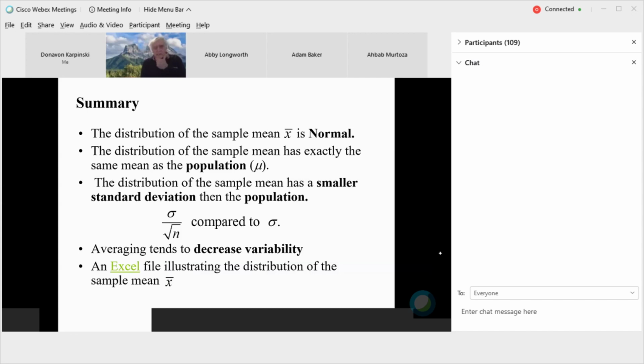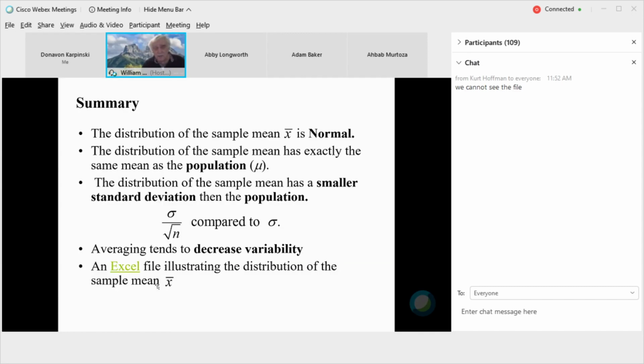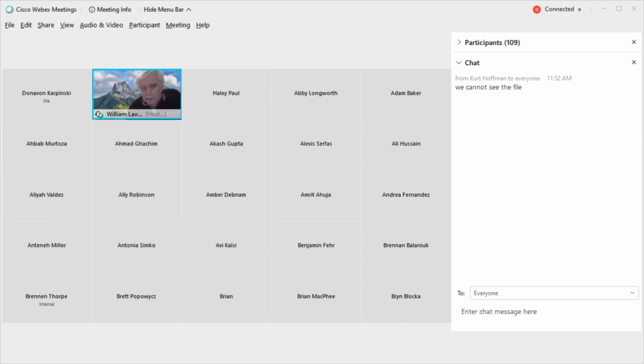Now, can you see that file? The black dots are the individual observations. This is the population being sampled. It has a normal distribution with mean mu. Excuse me, I can't see the file. I can just see the PowerPoint slide. Okay, so what I'll do is I'll stop sharing and then go back to sharing the screen.